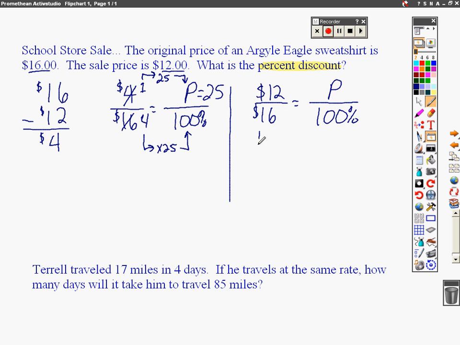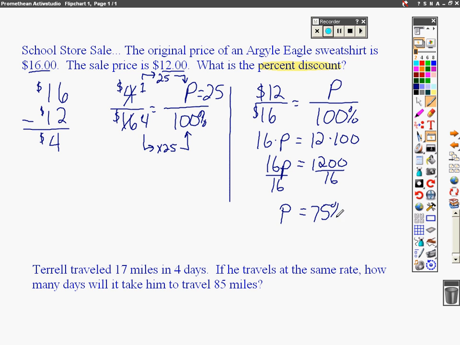We multiply 16 times P, and we set it equal to 12 times 100. What we're left with is 16P is equal to 1,200. And we need to get P by itself. So to do that, we divide each side of the equation by 16. So P equals 75%. Now 75% is the price that you actually paid of the shirt.